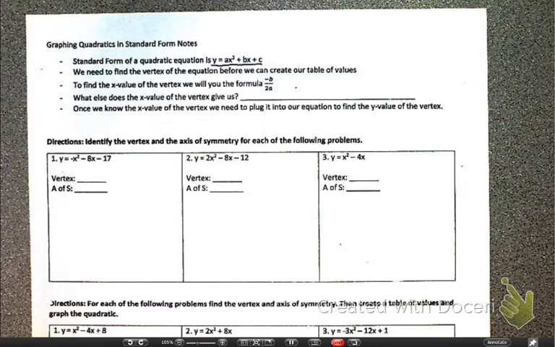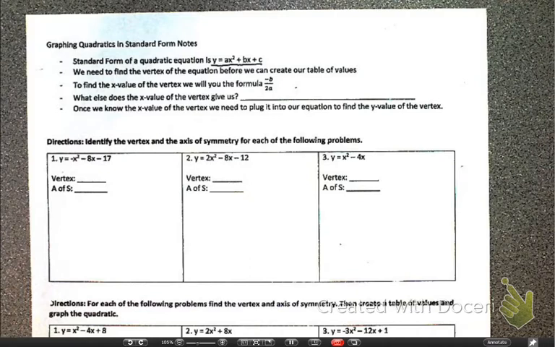Now, we should be able to identify A, B, and C because we've been doing that all semester. What does A tell you in vertex form? What information does A give you in vertex form? So, up, down is what? Orientation. And then the shape, which is compression or stretch. It is the same thing with standard form. Okay, so I can look at A, which is the number in front of x squared, and I can identify the orientation and the shape.